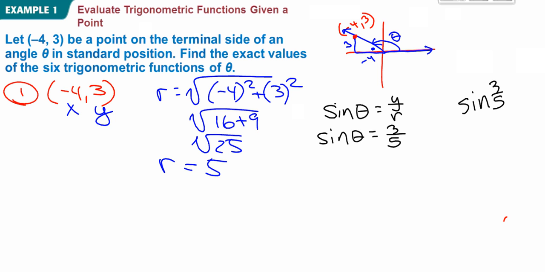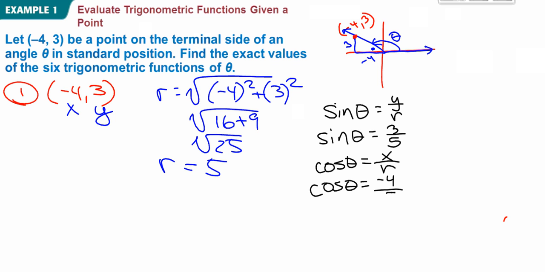It's probably in radians if there's no label there. And so that's what I'm going to do. And so the sine of the angle is y over r. The cosine of theta is x over r. So the cosine of theta is -4 over 5.